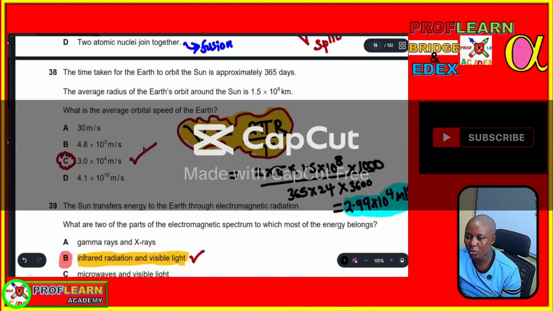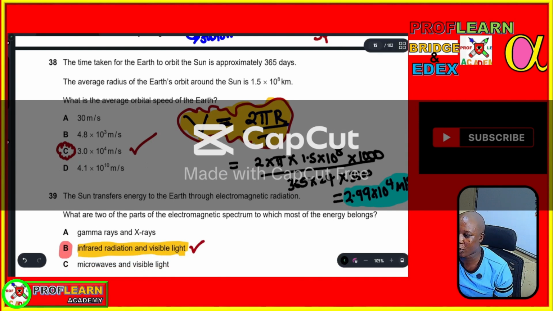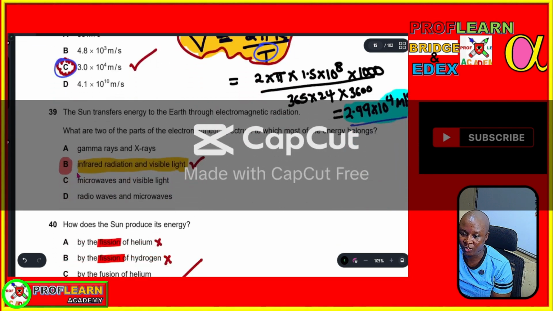If you are asked a question to do with orbital speed, you need to remember orbital speed is equal to 2 pi r over T, where T is the periodic time and r is the radius of the orbit. So then if we substitute, you're going to get 2.99 times 10 to the power 4 meters per second, which rounds to 3 times 10 to the power 4 meters per second as the value for C.